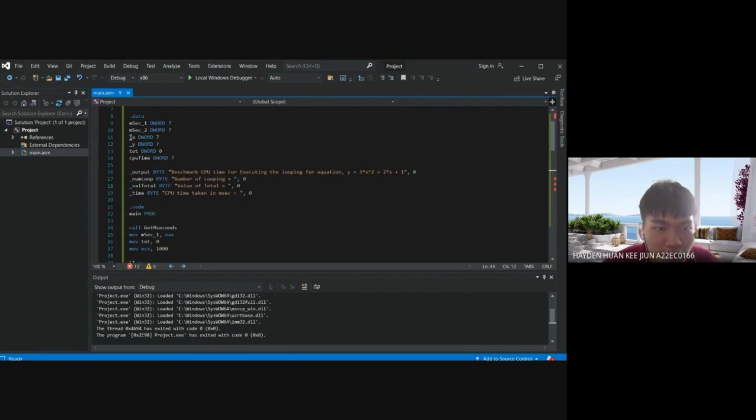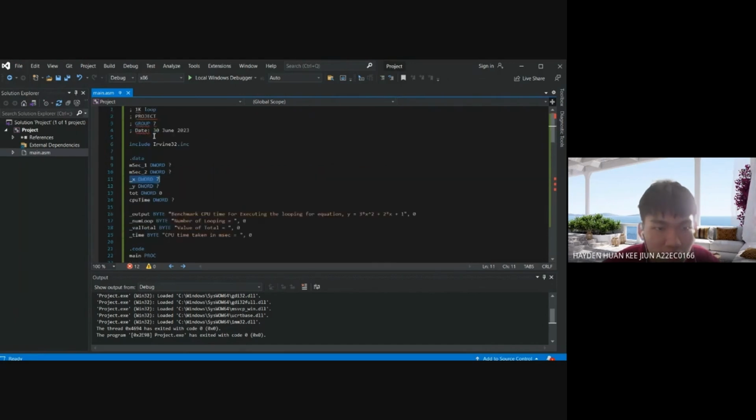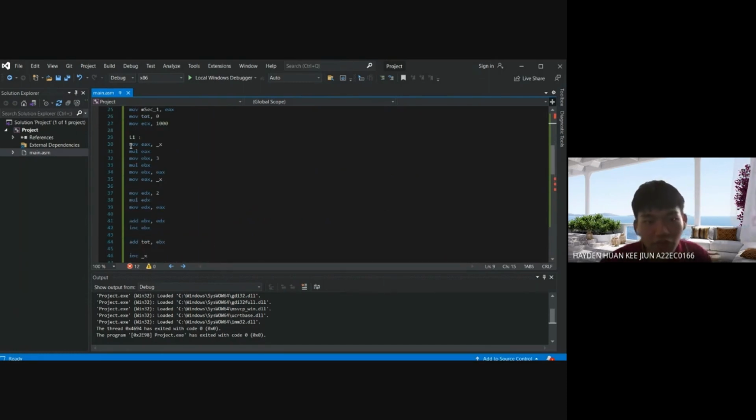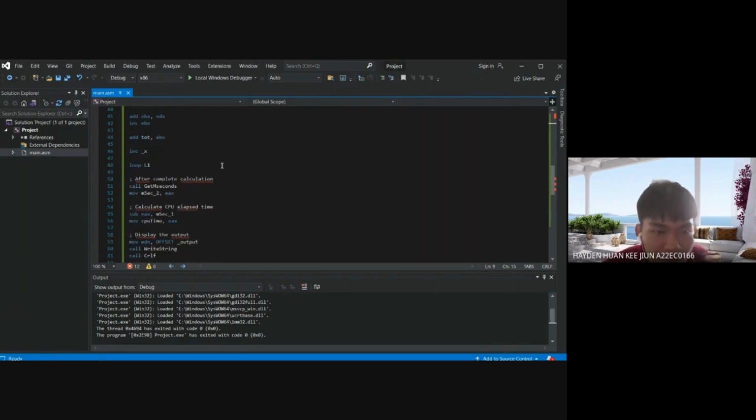Then I initialize the s equal to 7 because we are looping 7. This all represents, inside this looping, an equation y equal to 3x squared plus 2x plus 1. So we will do this calculation 1000 times. After completing the calculation, we will call this again to get the second, and I will store it into the mset2.